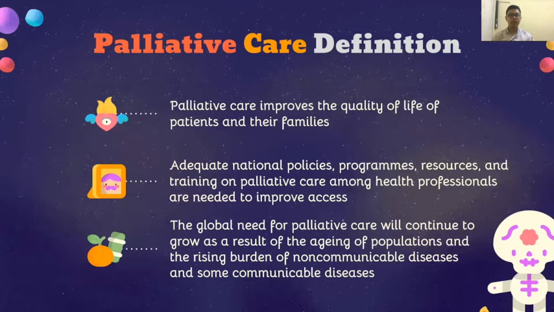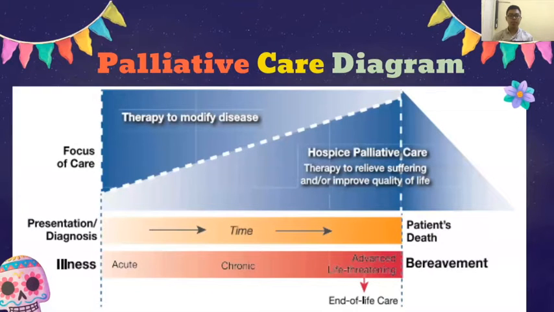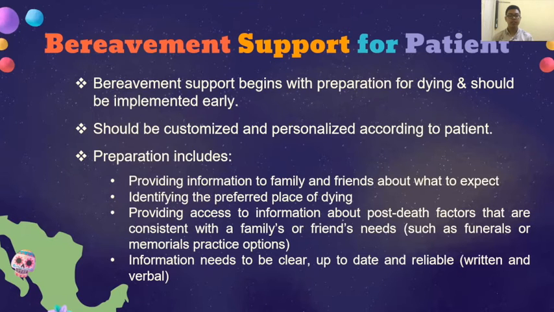My name is Vindy from Valentine with student number 086. Bereavement support begins with preparation for dying and should be implemented early. It should be customized and personalized according to the patient. The preparation includes providing information to family and friends about what to expect and identifying the preferred place of dying, and then providing access to information about post-death factors that are consistent with a family's or friends' needs, such as funerals or memorial practice options. The information needs to be clear, up-to-date, and reliable, written and verbal.